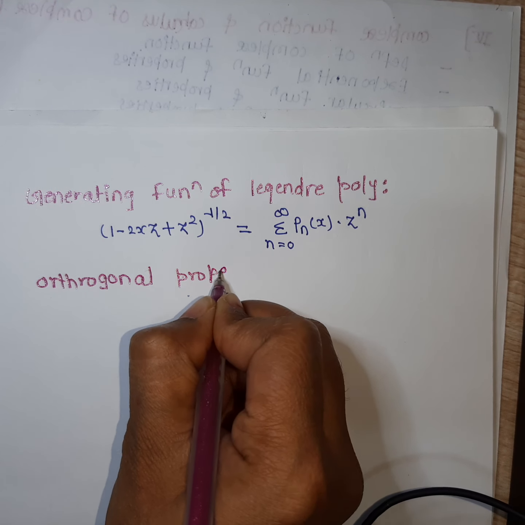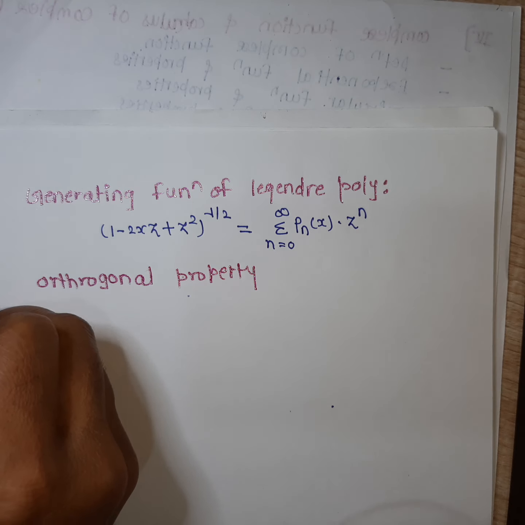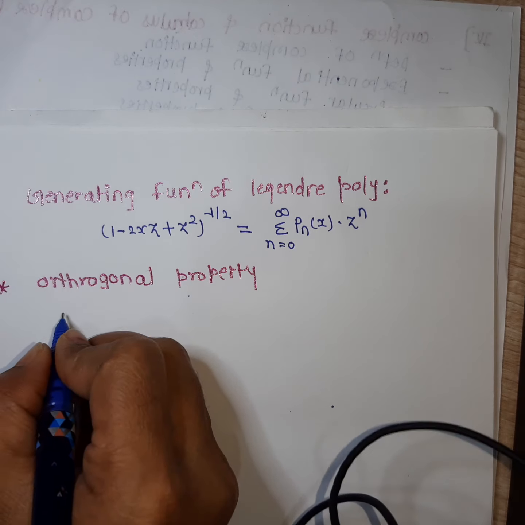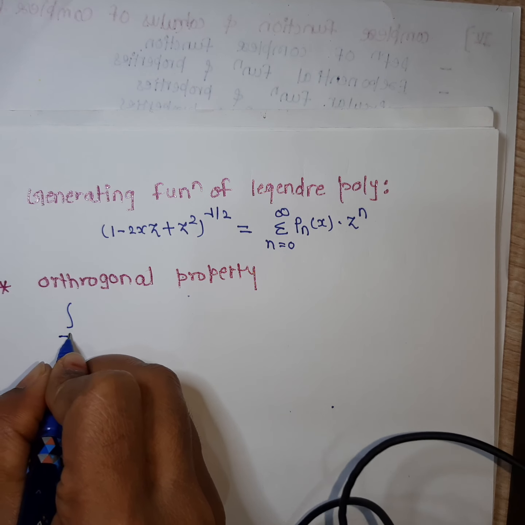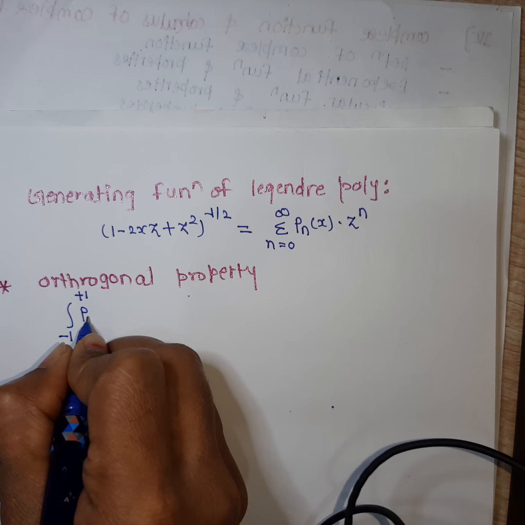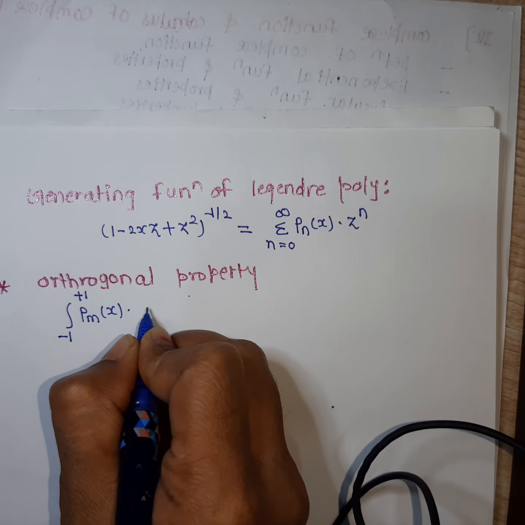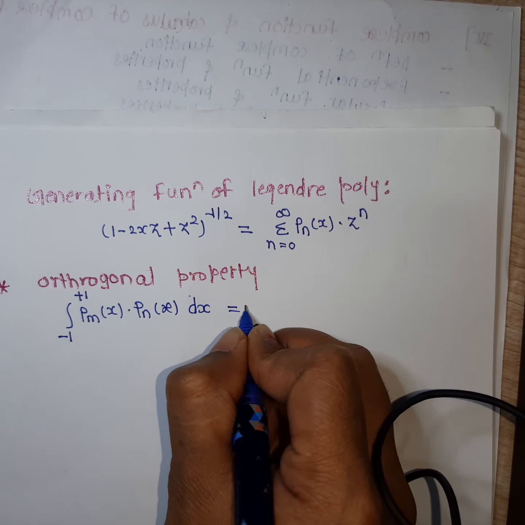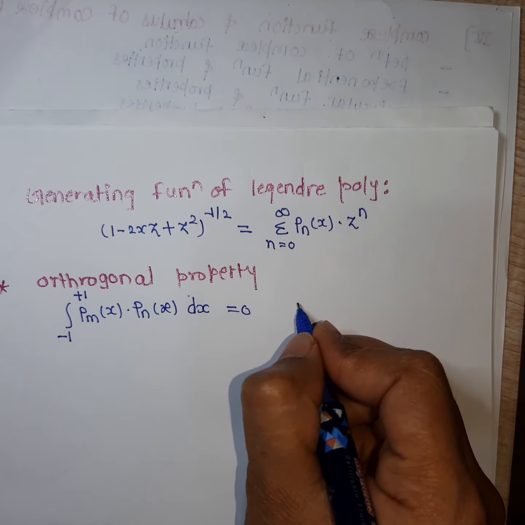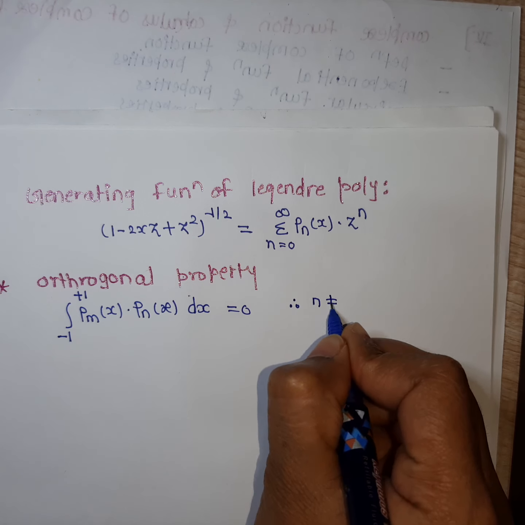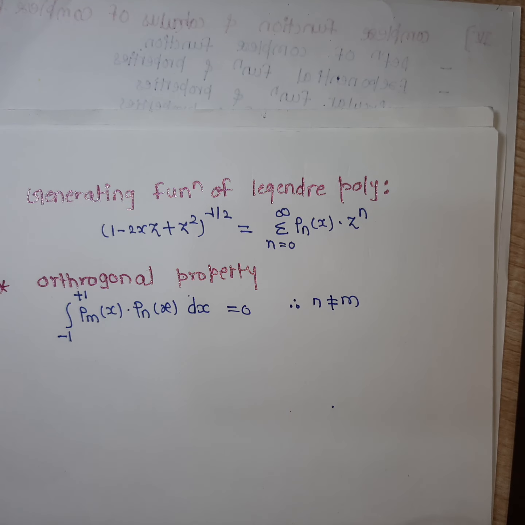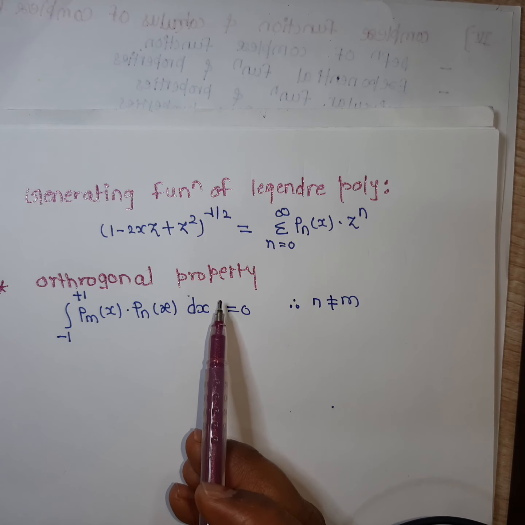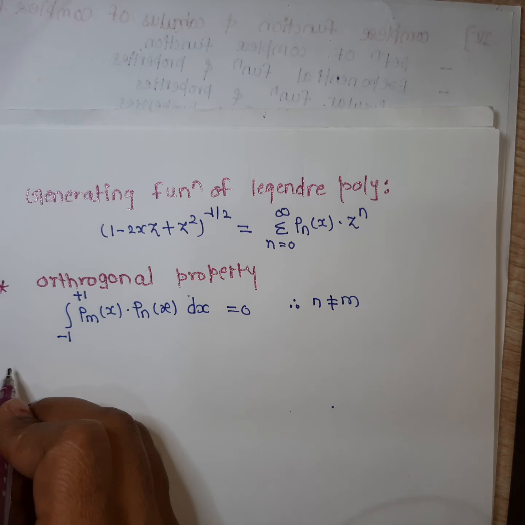After that, write down the orthogonal property for Legendre polynomial. What is the orthogonal property? Integration from minus 1 to plus 1 Pm of x into Pn of x dx is equal to 0 since n is not equal to m. They will ask this directly; this is the orthogonal property of the Legendre polynomial.